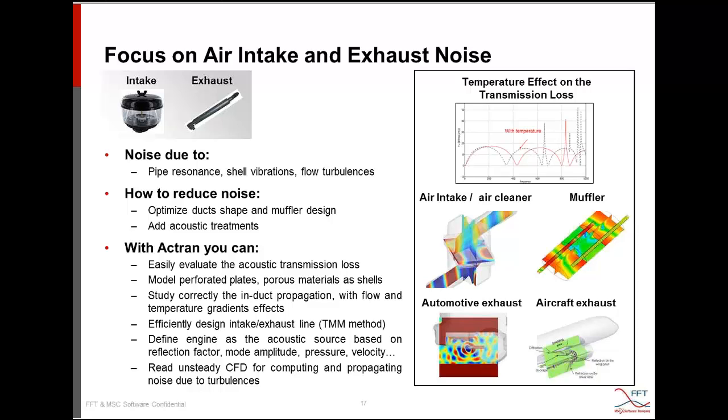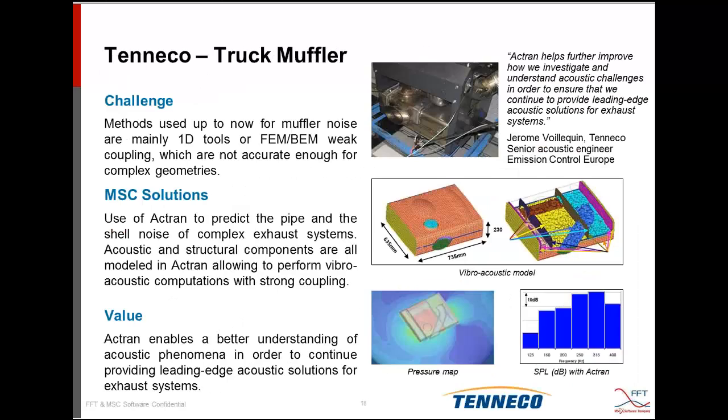The engine can also be defined as a noise source, using data computed by 1D external software like GT Power. This source can be the reflection factor, the mode amplitude, the pressure, or the velocity. Finally, unsteady CFD can be read by Actran for computing and propagating the noise due to turbulences.